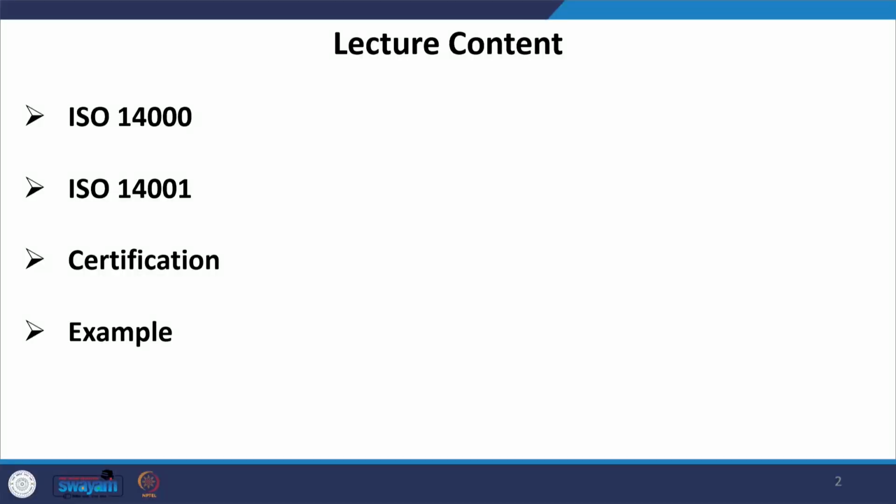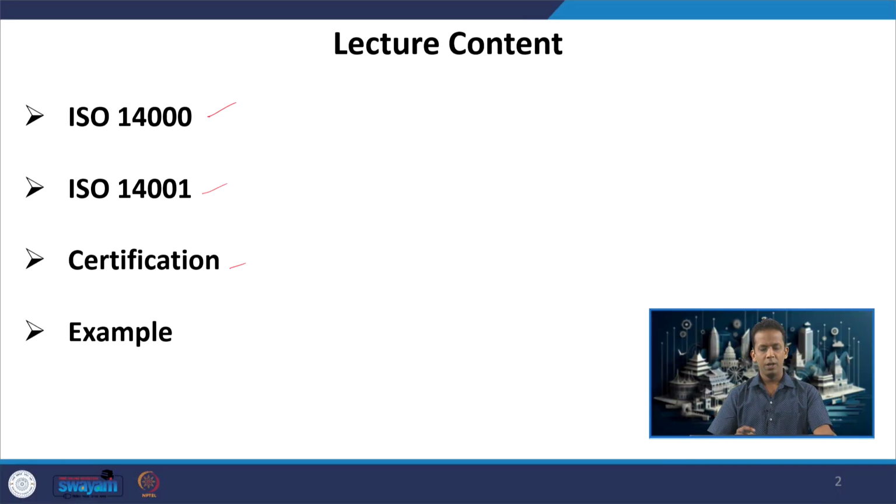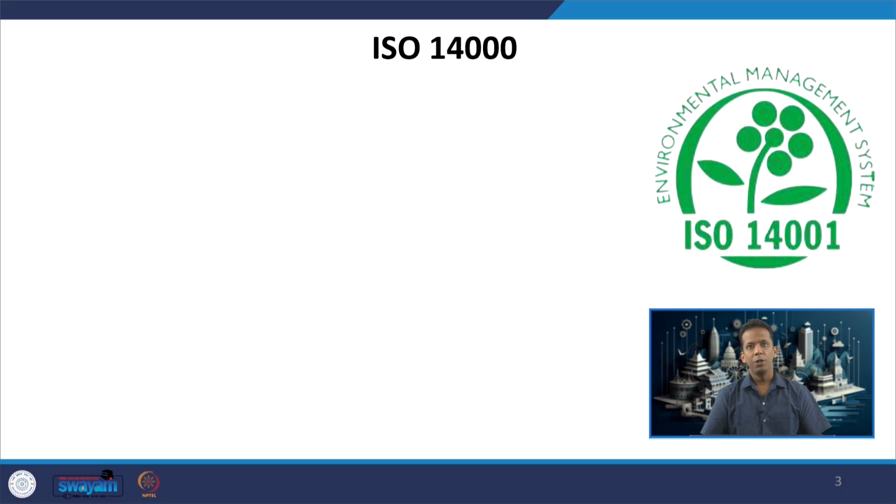So, in the previous lecture we studied environmental management and environmental management systems. In today's lecture we will study the ISO 14000 series, ISO 14001 specifically, which is a very broadly used environmental management system. Then the certification: how to obtain this ISO 14000 certification, which agencies certify it, and how it is accredited. Then some examples.